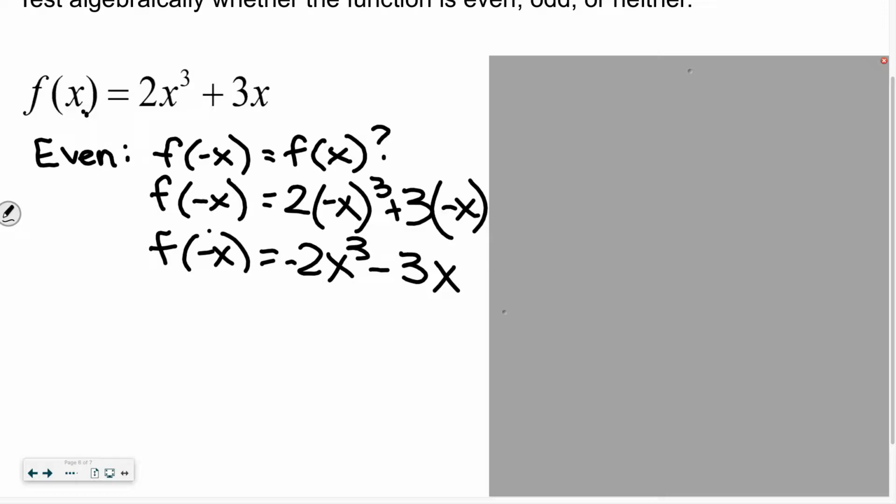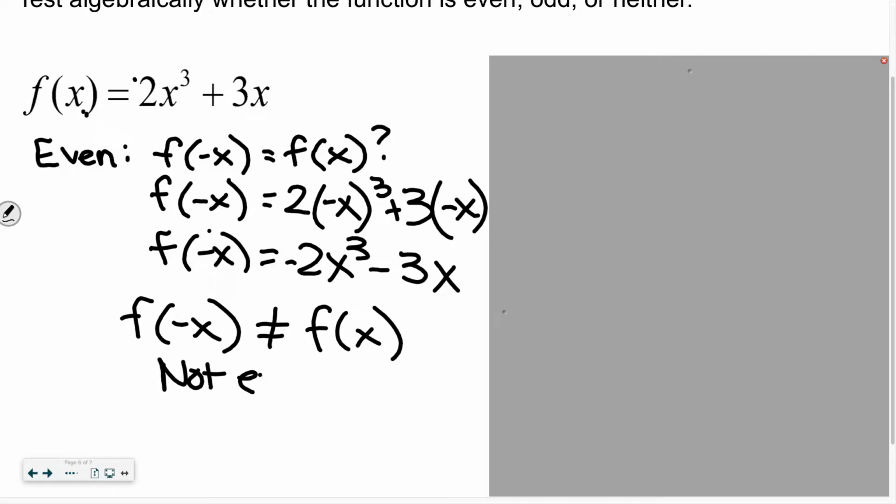Now, is f of negative x, negative 2x cubed minus 3x, the same as f of x? No, they are not the same. So f of negative x does not equal f of x, therefore it is not even. I have shown this is not an even function by algebra. If I don't put in negative x and get out the same y, then they're not the same thing.